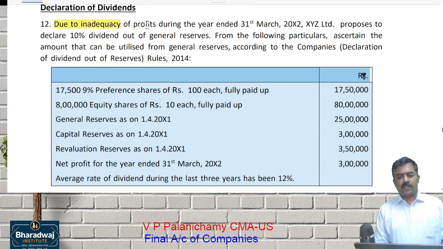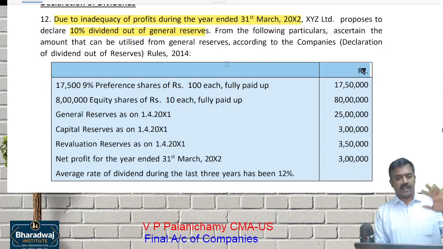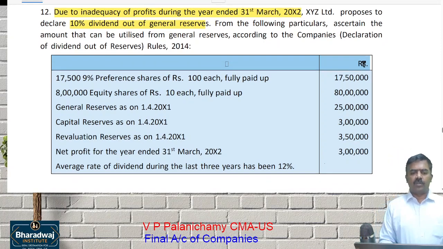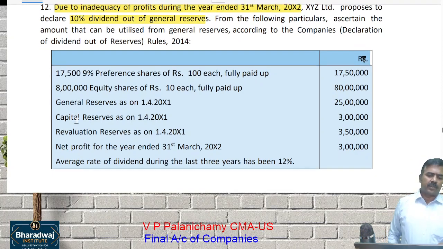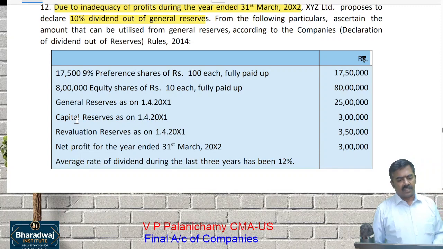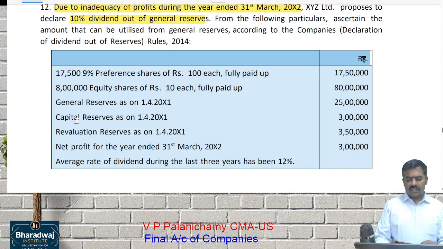Look at this. Due to inadequacy of profits during the year ending 31st March 2022, they proposed to declare a dividend of 10% out of general reserve. So they are using general reserve to declare the dividend. Ascertain the amount that can be used from general reserve according to Companies (Declaration and Payment of Dividend) Rules, 2014. We have got preference share capital, equity share capital, general reserve, capital reserve, then revaluation reserves are given. Average rate of dividend declared during the last 3 years has been 12%.